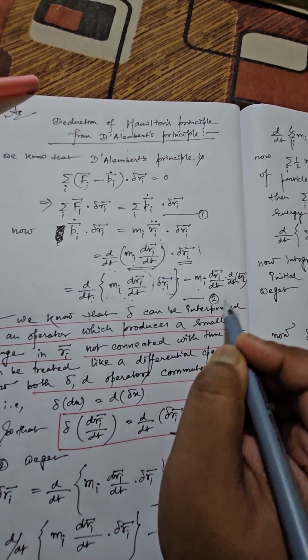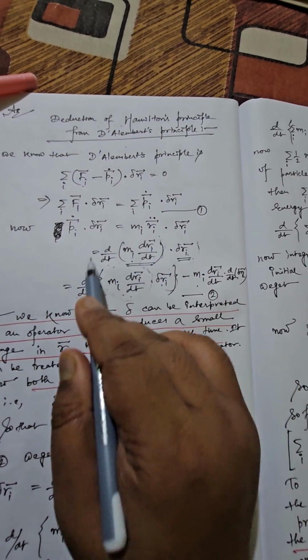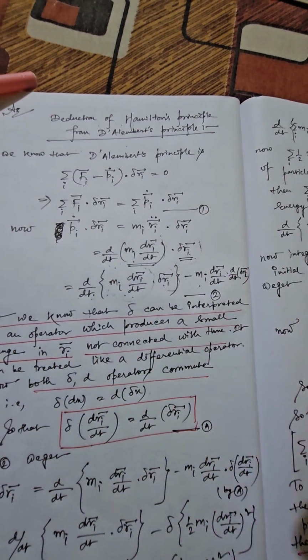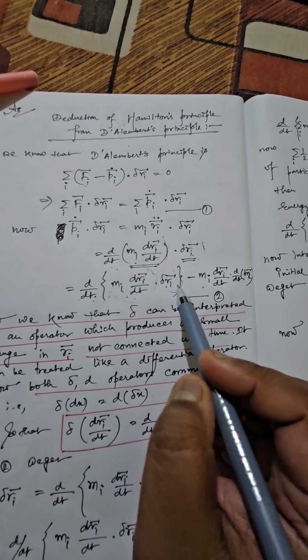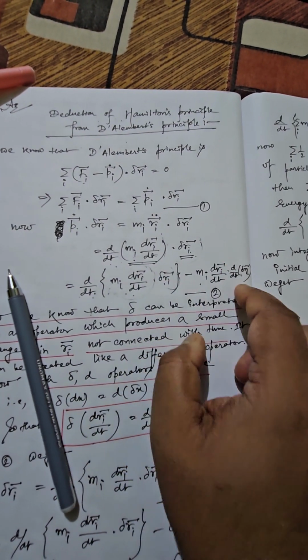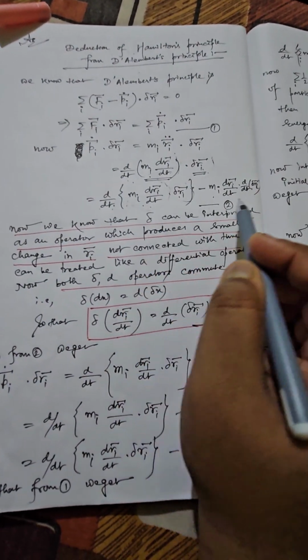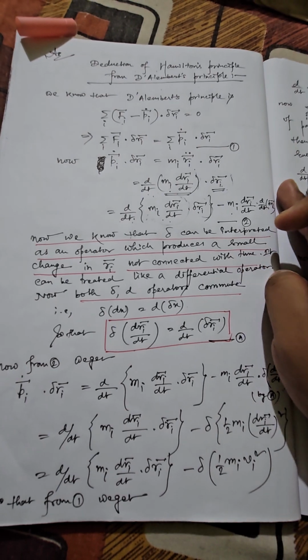So we have obtained equation number 2. This part is u, this part is v. We are trying to calculate d/dt of u into v, and for this purpose we have taken d/dt of uv minus u into dv/dt. So after getting equation number 2, again we need to modify this one.